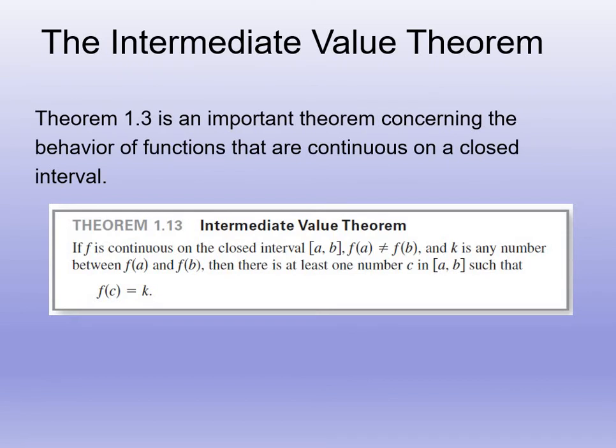All right, lastly we're going to get to what we call the intermediate value theorem. It's important because it talks about the behavior of functions on closed intervals. Okay, so the intermediate value theorem is stated as: if f is continuous on a closed interval a to b, and f of a does not equal f of b, so if I plug in the two endpoints, they don't equal each other, and k is any number between f of a and f of b, then there's at least one number c in (a, b) such that f of c equals k. All right, so that gets kind of wordy.